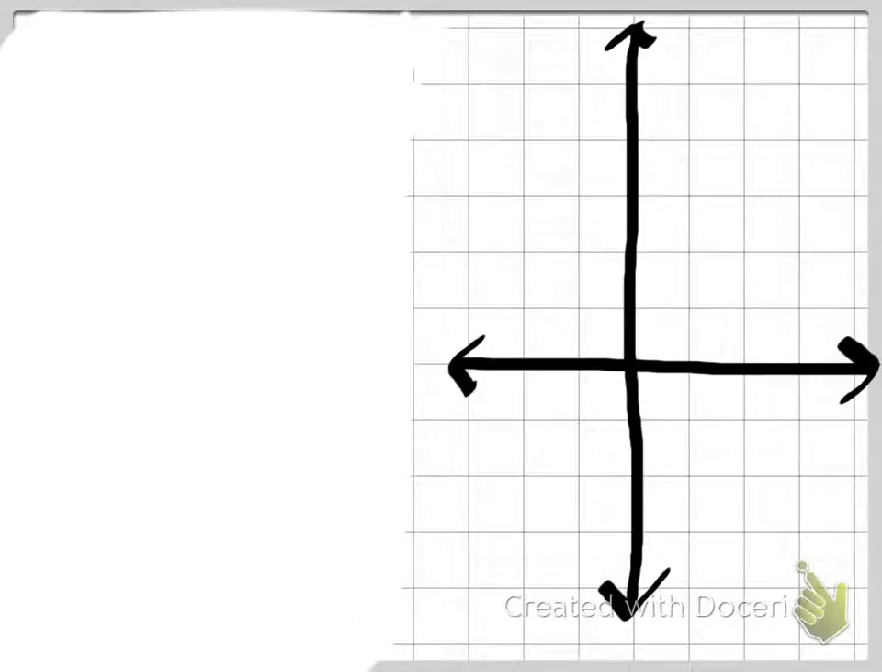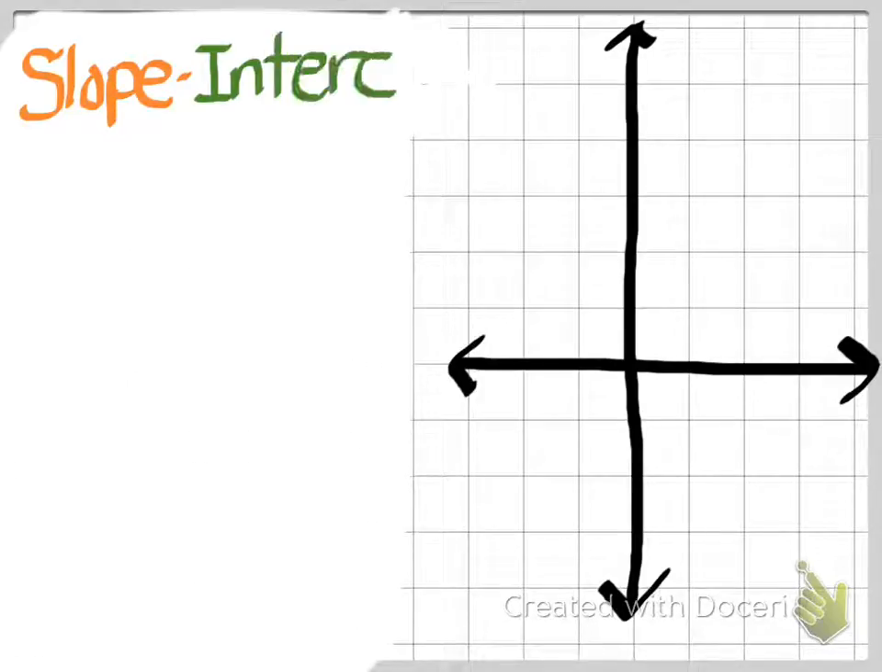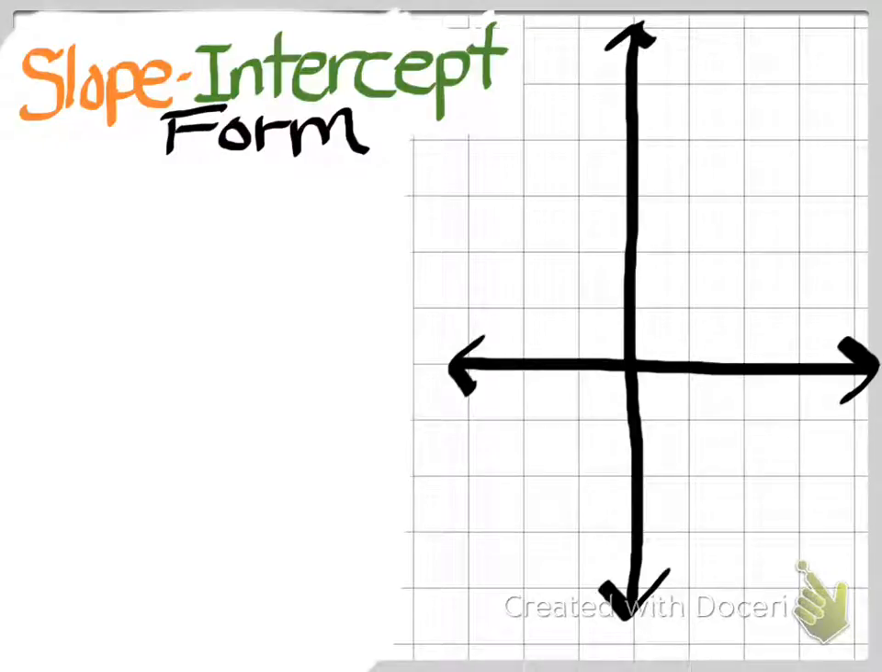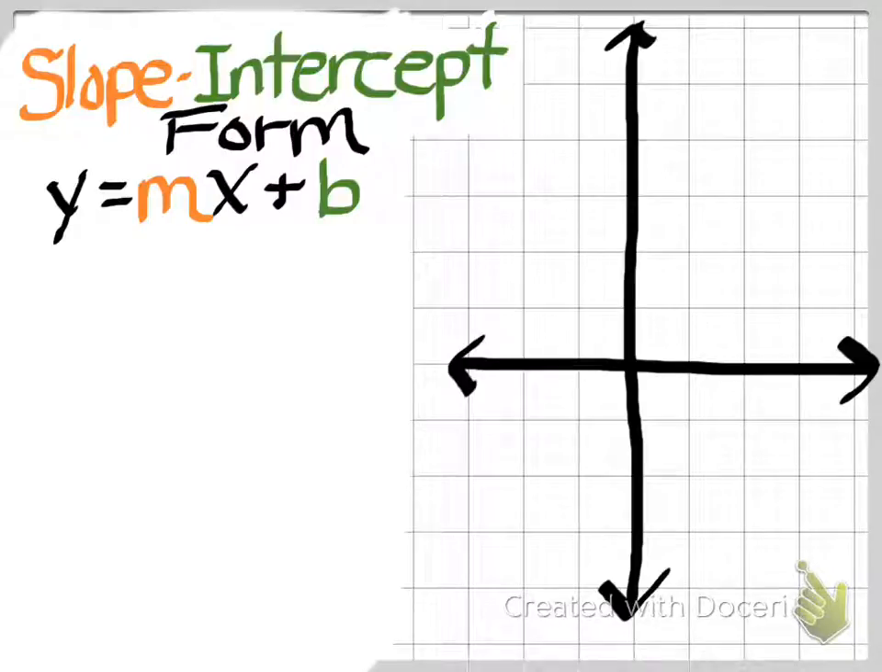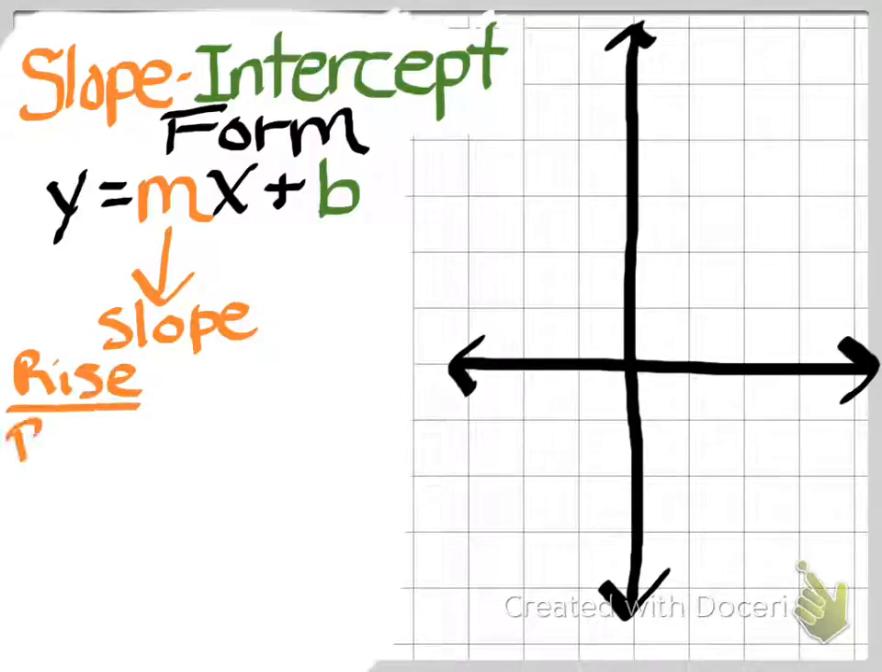In this lesson, we are going to talk about slope-intercept form. First, let's talk about what the equation looks like. Y equals mx plus b. So the m stands for the slope. And you remember from our slope lesson that this is rise over run. And rise is up and down, run is left and right.